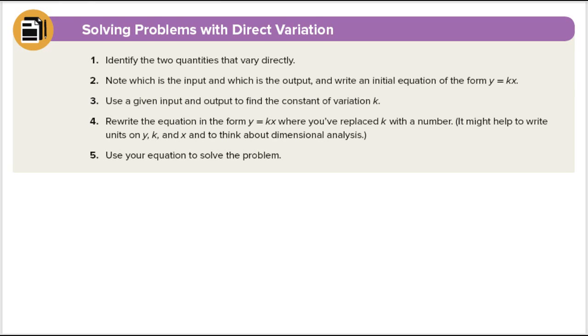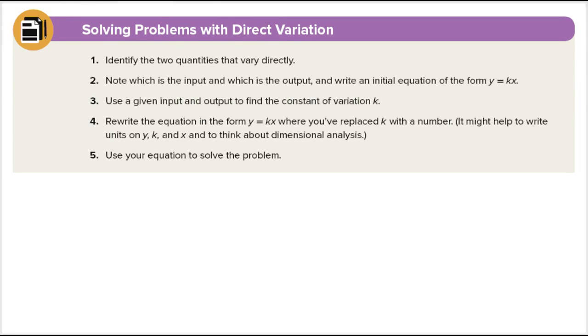Okay, so solving problems with direct variation, kind of a summary here. Go through it really quickly. Two quantities that vary directly, and you think about it, for every one of these, you have so many of these. For every gallon of gas, you pay this many dollars. For every dollar you have, you get this many rubles. That idea really identifies the direct variation.